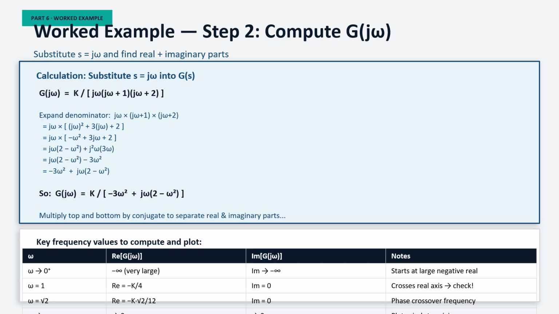Now we substitute s equals j omega. We get a complex expression. We don't need the full calculation, just understand the behavior. At omega equal to 0, a very large value. At omega equal to infinity, it goes to 0. So the curve starts far and comes to the origin. This helps us to sketch the Nyquist plot.